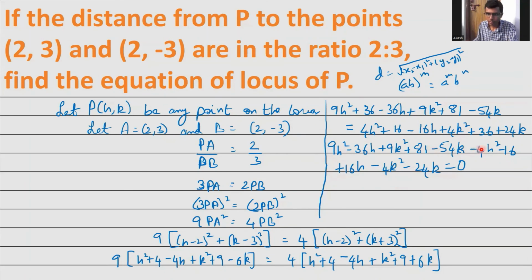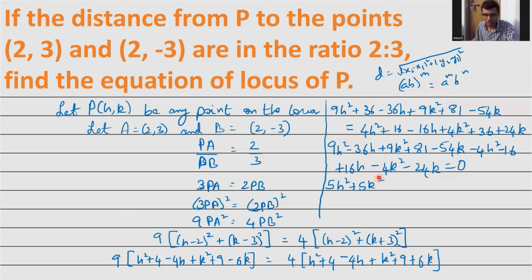Now 9h square minus 4h square is nothing but 5h square. Now I want to put the k square term after the h square term. That's the order: h square, k square, h, k, and constant. Now let me do the calculation for k square, like the like terms here. 9k square minus 4k square, 5k square. And then now I want h, minus 36h plus 16h. Okay, what is minus 36 plus 16?